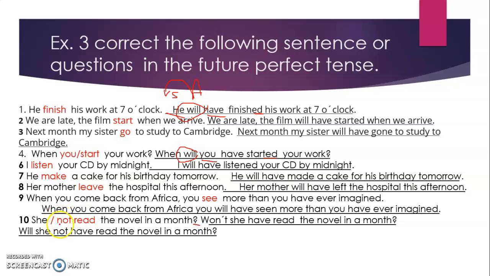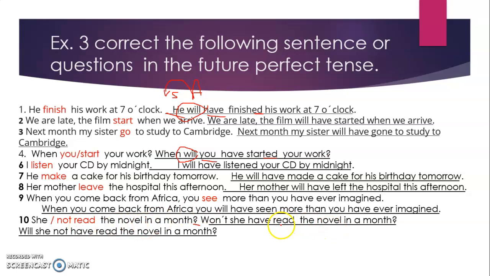If you are talking in negative, you can write won't, because first is the auxiliary. Here is a yes/no question, so you need to write won't, then the subject, that is she, have, and the verb in the past participle, that is read, and read is an irregular verb.